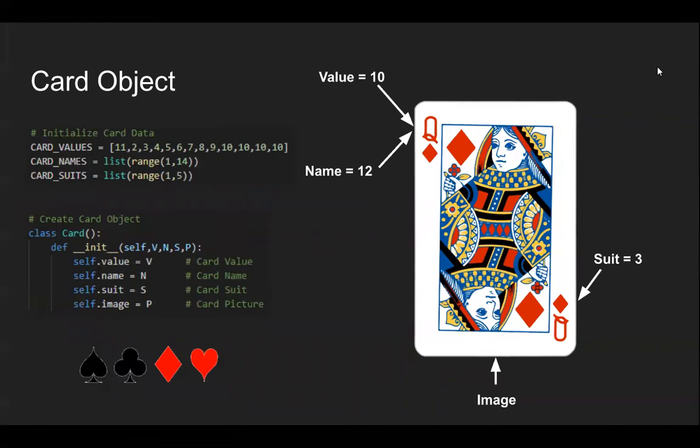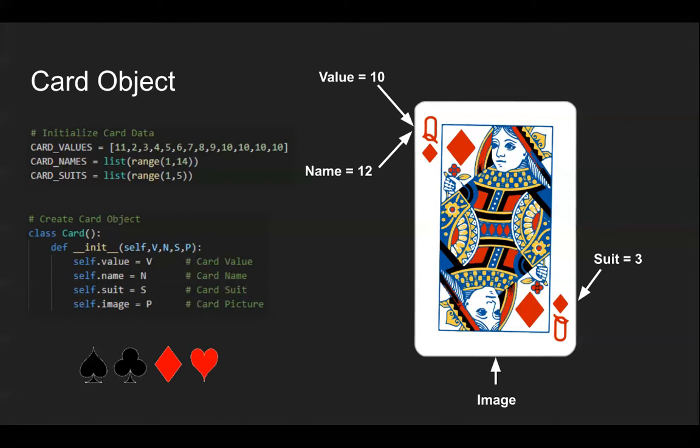So this is the card object. Here I have identified four parameters that define a card: the card's value, the card's name, the suit, and the image of the card. I'll talk about the difference between a value and the name. For the name, I chose to keep everything as an integer. So for example, an ace would be a one, two would be a two, 10 would be a 10, a jack would be 11, a queen would be 12, and a king would be 13.